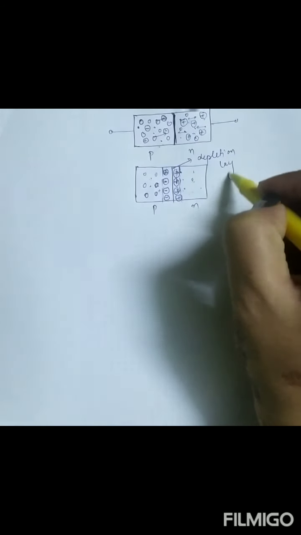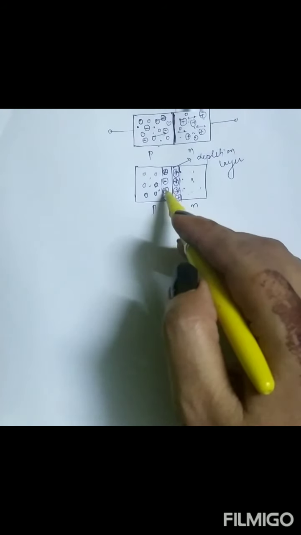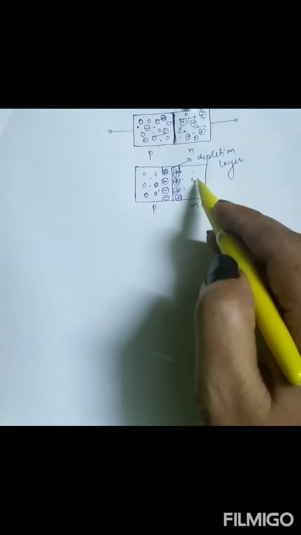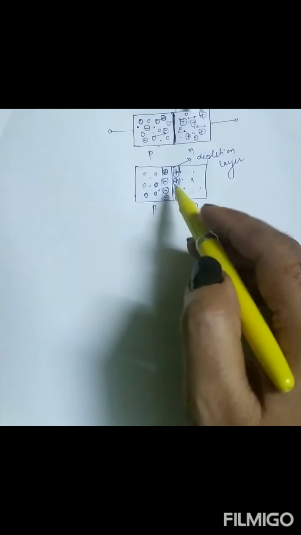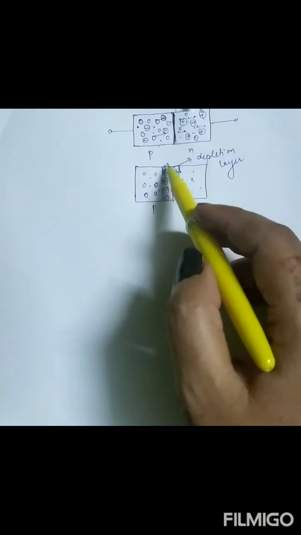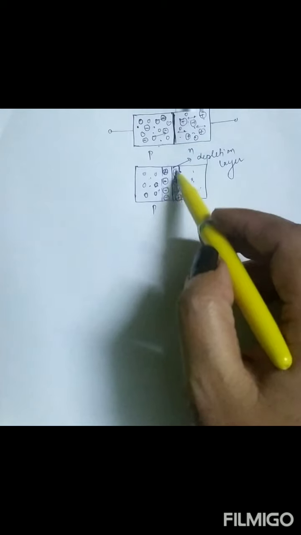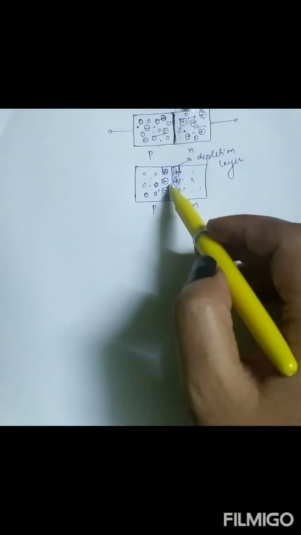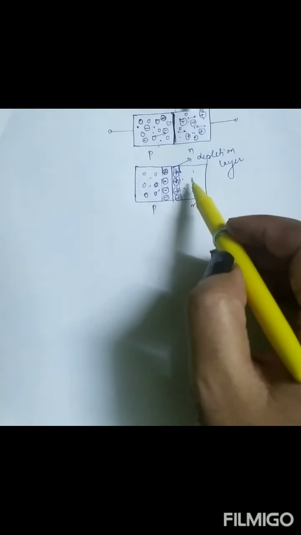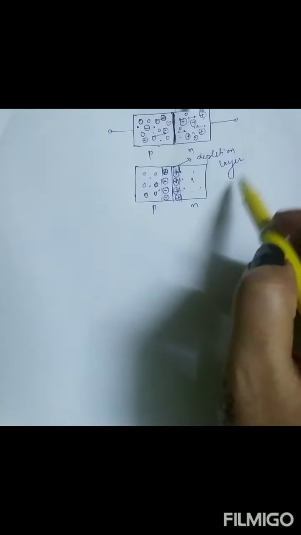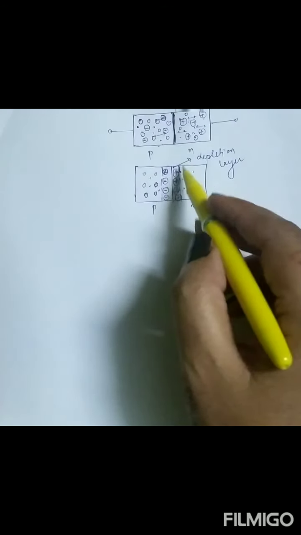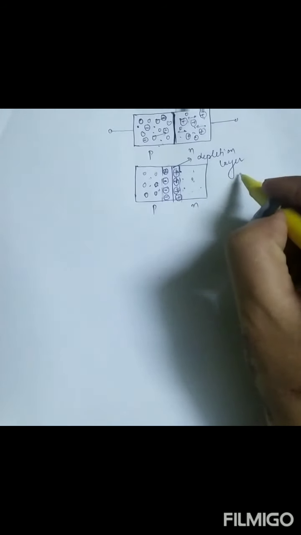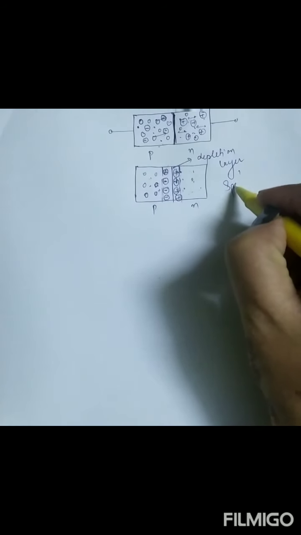Why is it called the depletion layer? It is depleted of any kind of charges. Neither holes are present here, nor electrons are present here. The charges which carry current are not present here, there are only ions. So it is depleted of the carriers of current. That is why it is called the depletion layer. Another name for this is the space charge region.